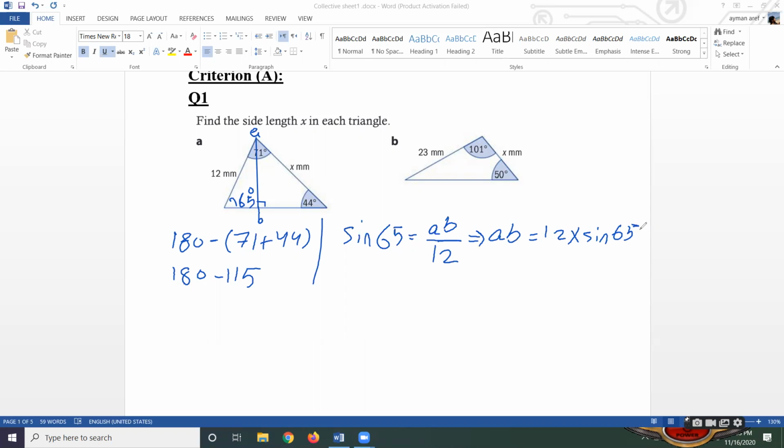Then 12 times sine 65 equals 10.9. Then now I know the length of this side, which is 10.9 millimeter.